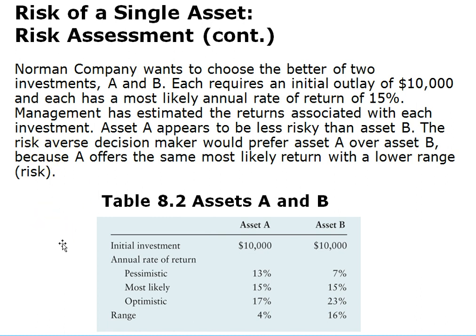Asset A appears to be less risky than B. The risk-averse decision maker would prefer asset A over B because asset A offers the most likely return at a lower range. So this lower range is what is optimal here compared to the 16%. There's more risk here because the range is wider.